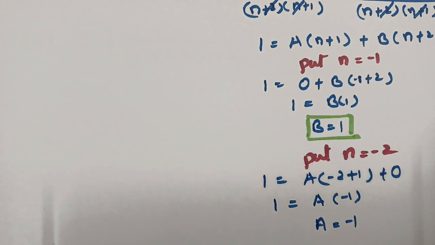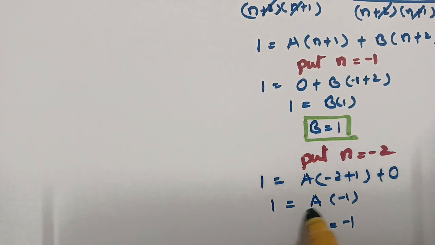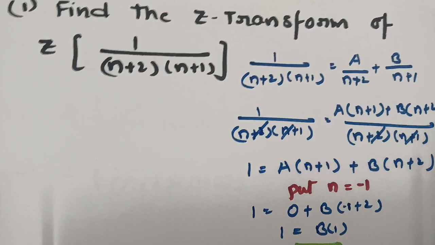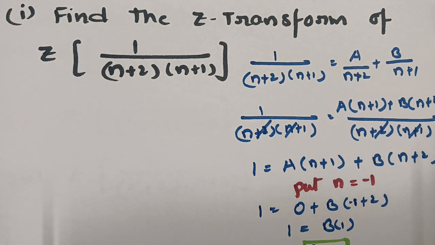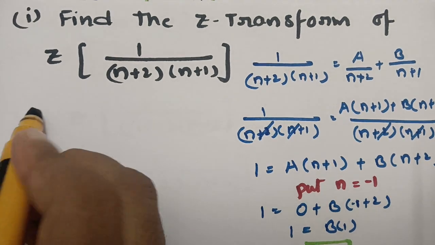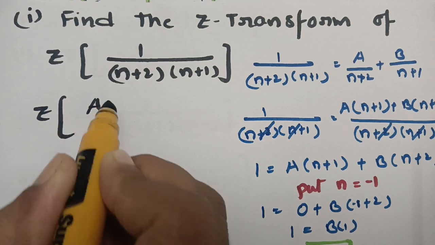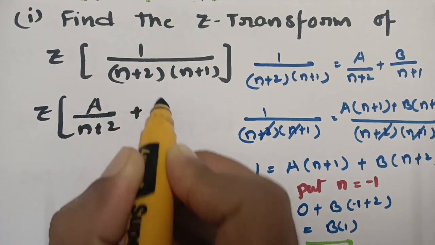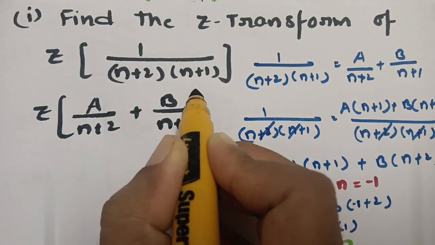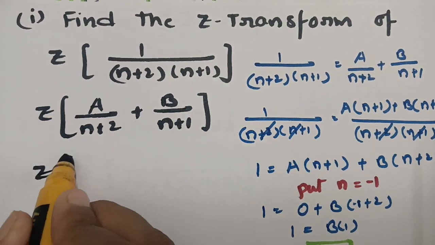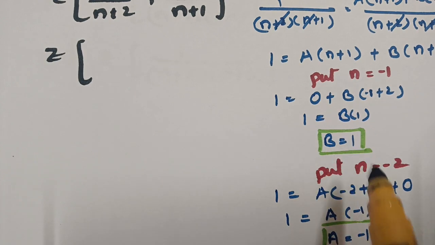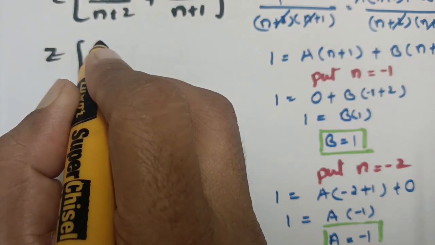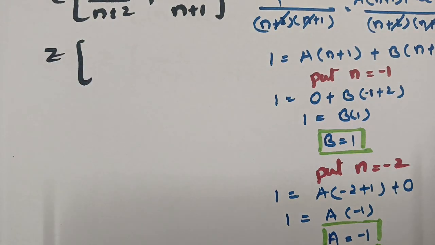So after getting A and B values as minus 1 and plus 1, now I am going to substitute here. This is the A value as minus 1, B value as plus 1. So our Z transform is transformed as, and see now here, this can be written as A by (n plus 2) plus B by (n plus 1) according to our partial fractions. So A is nothing but minus 1 and B is equal to 1.